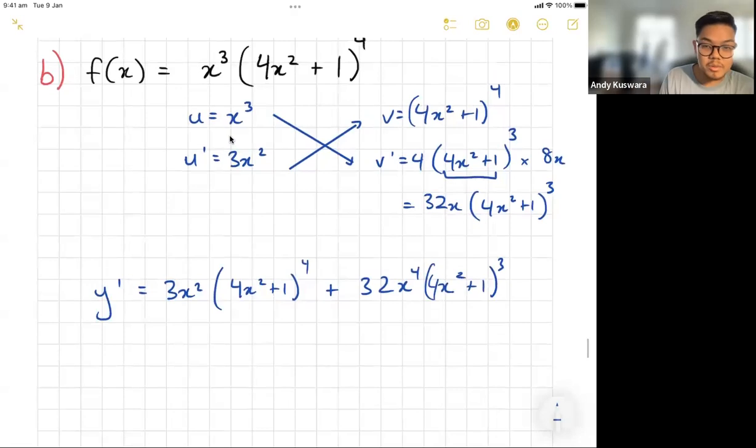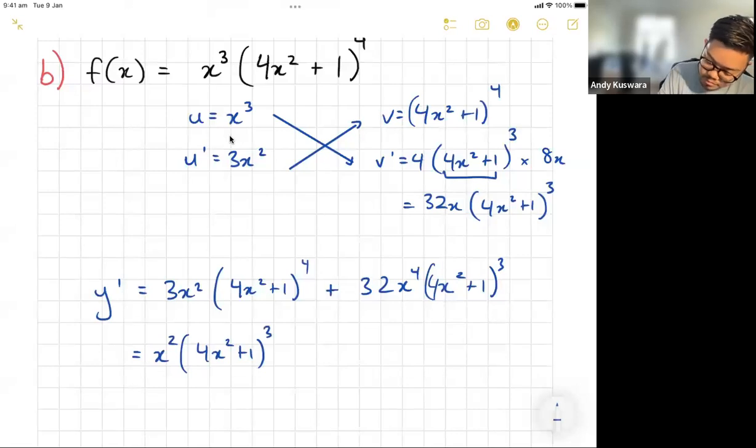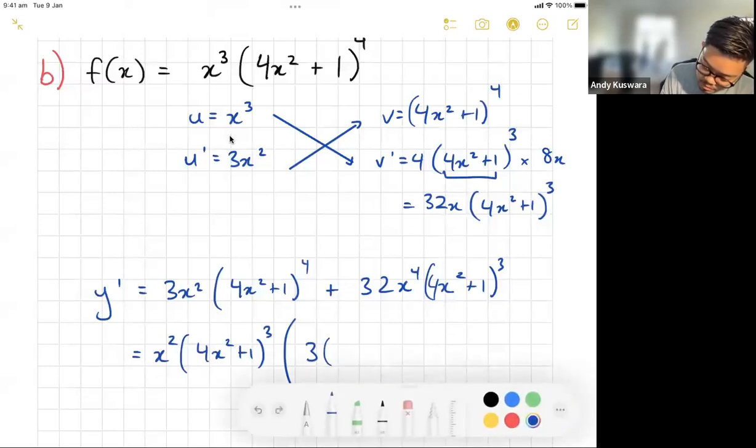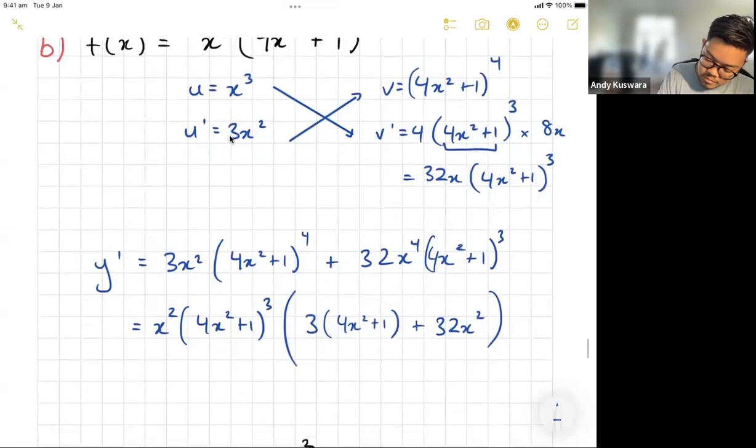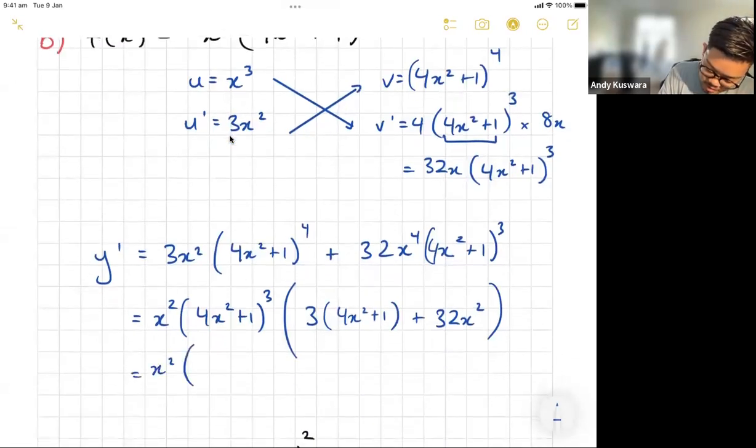Now, again, what I could do is take out a common factor. I see a common factor of x squared, and I also see a factor of (4x squared plus 1) to the power of 3. Cleaning up what's left, I have a 3 remaining times (4x squared plus 1). And for this other one, 32x to the 4, I'm missing 32x squared, and that's it. So cleaning this up a little bit, I have x squared (4x squared plus 1) to the power of 3, and then I'm multiplying this by 12x squared.